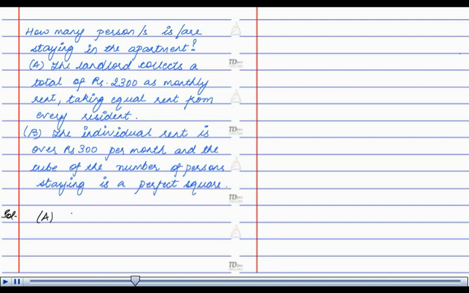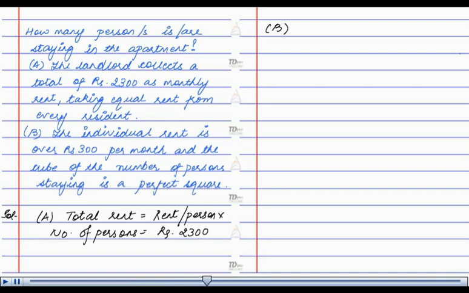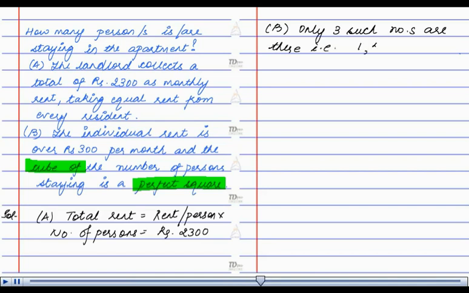From statement A, we have the total rent, that is, the rent per person into the total number of persons as Rs 2300, but here we cannot determine the total number of people. Therefore, statement A alone is not sufficient to answer the question. From statement B, we have the condition that the cube of the number of persons is a perfect square. There are only 3 such numbers. That is 1, 4 and 9.